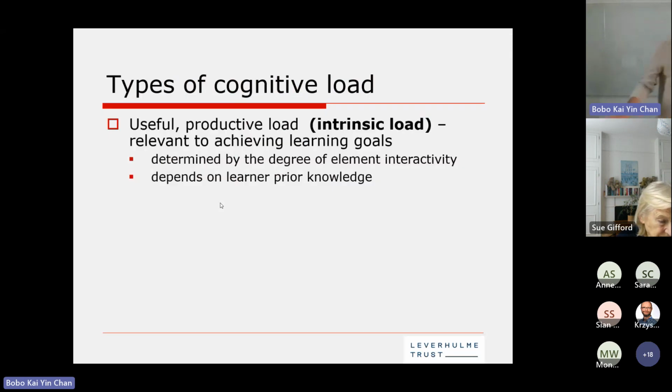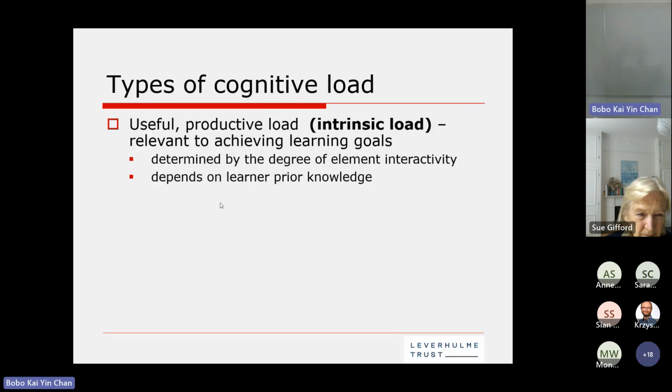Okay, so next, about types of cognitive load. Cognitive load theory is not just as simple as saying working memory is overloaded, it's always bad, and we can get rid of that. If you get rid of that, you will learn nothing, because if there is no working memory load, it means nothing is happening, there's no learning happening. So learning always requires working memory load or cognitive load. The other thing is that load could be essential for learning or wasteful.